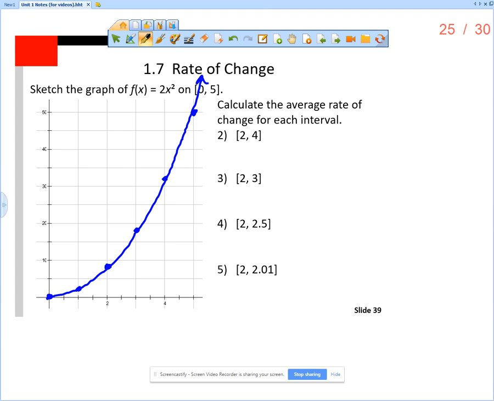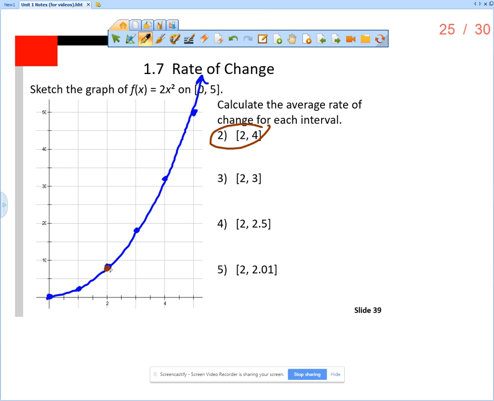So anyway, it says find the average rate of change over the interval 2 to 4, over the interval 2 to 3, over the interval 2 to 2.5, and over the interval 2 to 2.01. So let's first start off. I'll use this color. So 2 to 4.